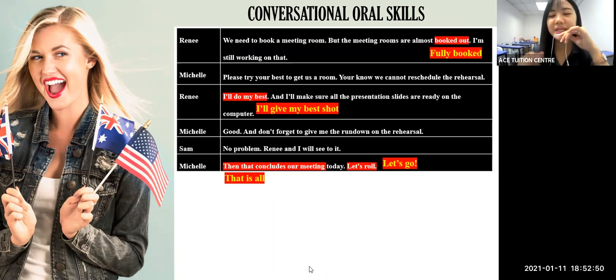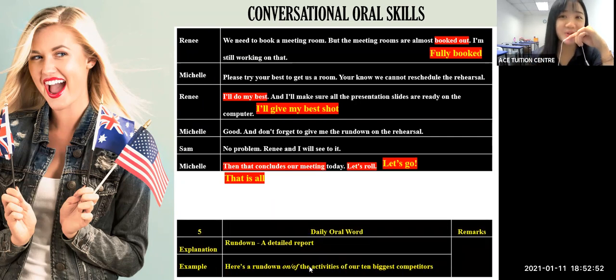Thank you. The meaning of let's roll is like let's go. Okay. So write down. The fifth one is a very conversational English word called rundown. What is the meaning of rundown? A rundown is a very specific, very detailed report of something. So write it down: Here's a rundown of the activities on our tab of our 10 biggest competitors. Everyone write it down. Thank you so much.